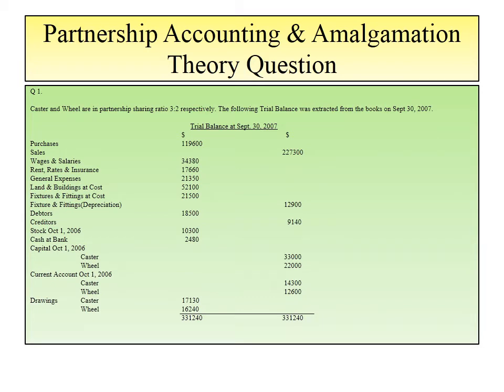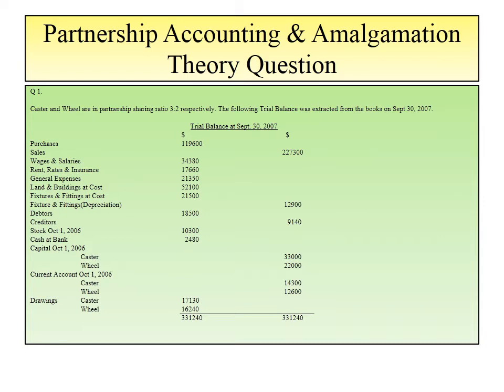Question number 1. This is the question given. Carter and Weir are in partnership sharing ratio 3:2 respectively. The following trial balance was extracted from the books on September 30, 2007. The details are given as below. It's the trial balance, and at the end we have the capital of both the partners and the current account balances, which is credit, and on the drawings we have 17,130 and 16,240 respectively.